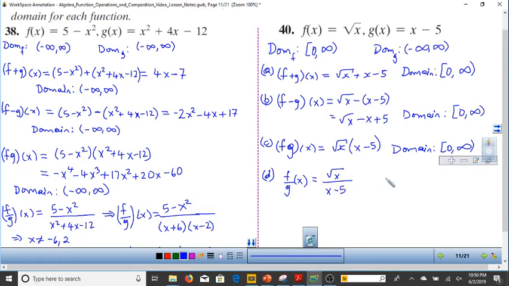Now this one, we want to make sure that the domain is clear here. So the domain, let me write it underneath here. The domain is where the two domains overlap, 0 to infinity. But we're going to remove whatever causes the denominator to be 0, which is remove the 5. So that means the domain is 0 up to 5, and then after 5 up to infinity. Make sure you use parentheses at 5.